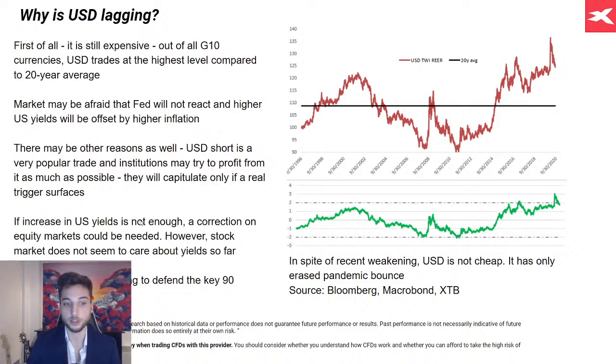So if increases in US yields are not enough, a correction on equity markets could be needed. However, the stock market does not seem to care about yields so far, as we've seen. And even today, with the DAX and the US indices slightly pulling back because of the yields, at the same time, nothing like what we've seen in gold. So far, the USD index is trying to defend the key 90 support. We're going to take a look at that at the end. But in spite of recent weakening, USD is not cheap. It has only erased the pandemic bounce.